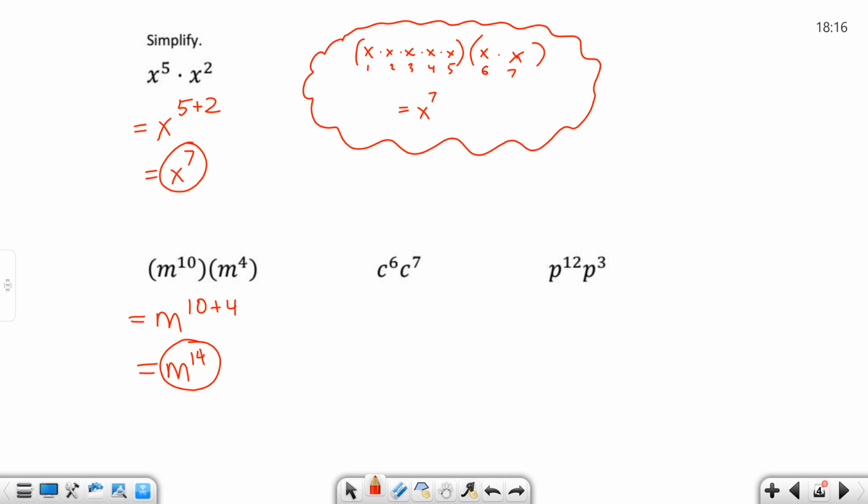All right, so then c to the 6th and c to the 7th. So this is going to be c to the what? 6 plus 7. Notice each c has its own exponent here. That's the way all these work. Each m has its own exponent here, and up here, each x has its own exponent. So when each variable that's a like base has its own exponent and they're all multiplied together, you add the exponents. So that's c to the 6 plus 7, which is going to be c to the what? 13th.